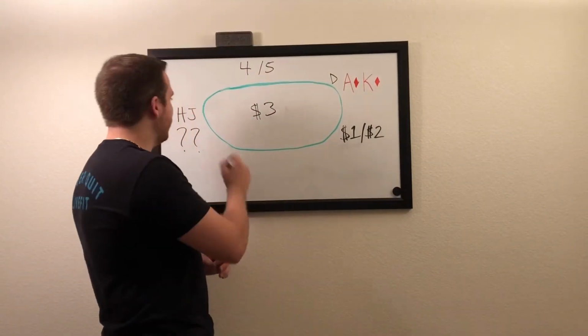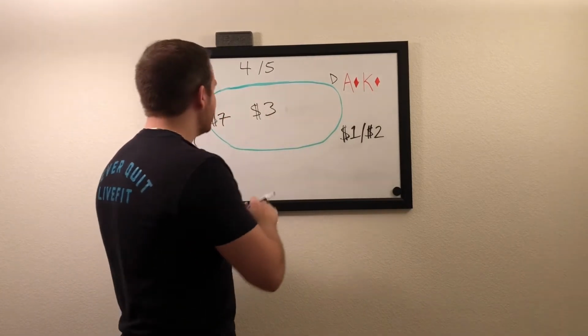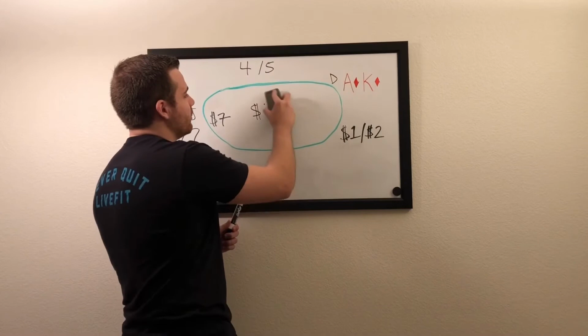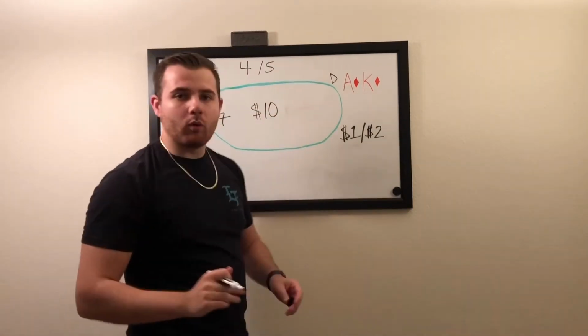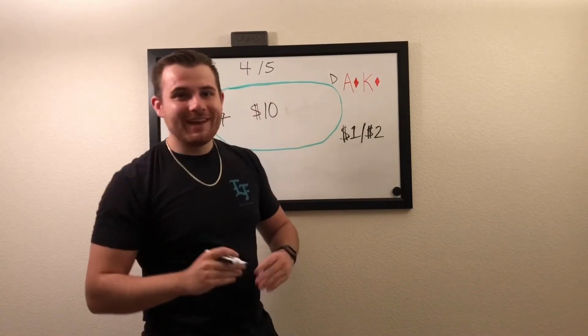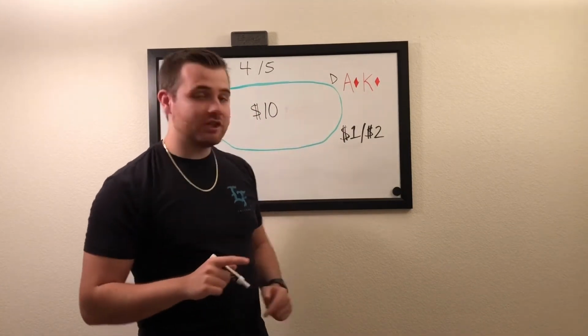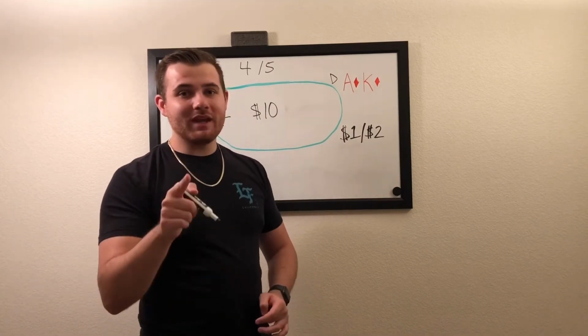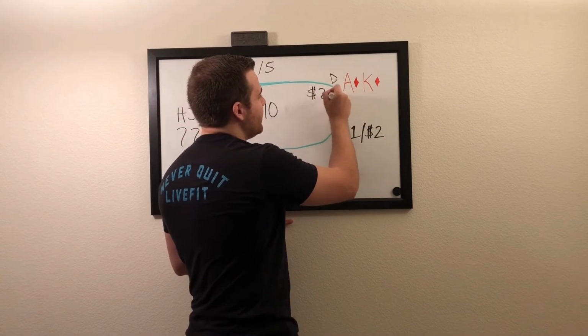So everybody folds to the hijack, they're gonna raise to $7, okay? Now, when they raise to $7, that makes the pot $10. Now, we're sitting here, we flip up our cards, and we have ace-king suited. Because we're in position, what are we gonna do? We're gonna make it 4x. 4x would be $28.